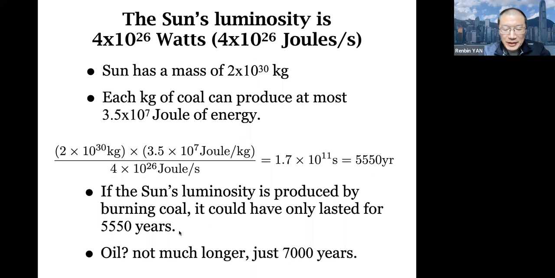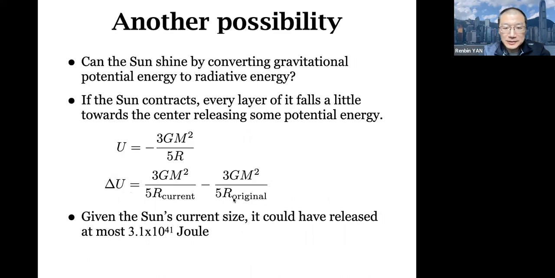And if you say, okay, maybe it's not coal, it's something else. If it's oil, it's also not much longer. It would just be 7,000 years. So these things obviously cannot be correct. The sun cannot be powered by burning coal.